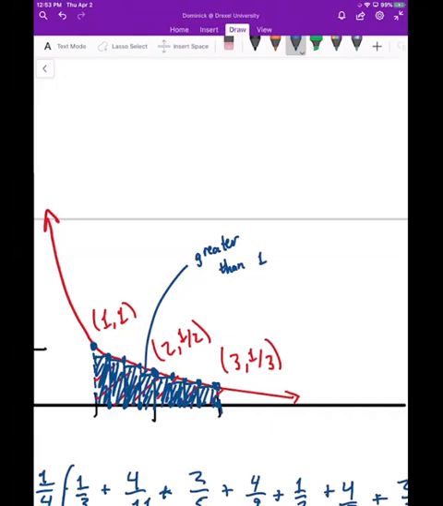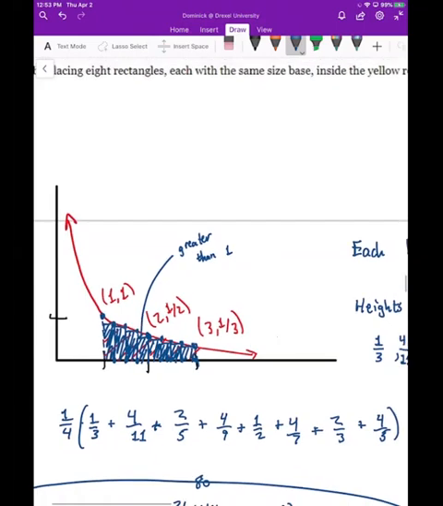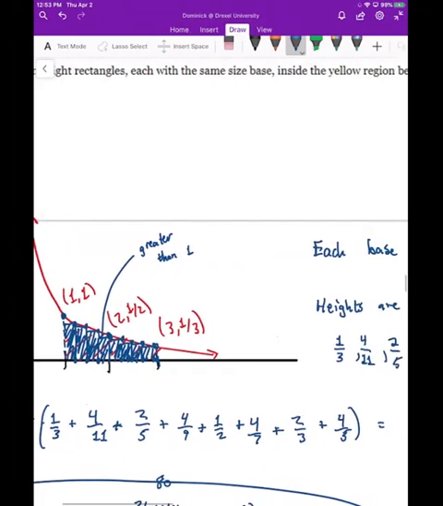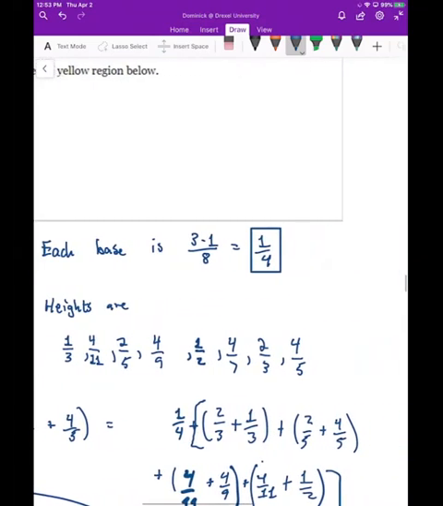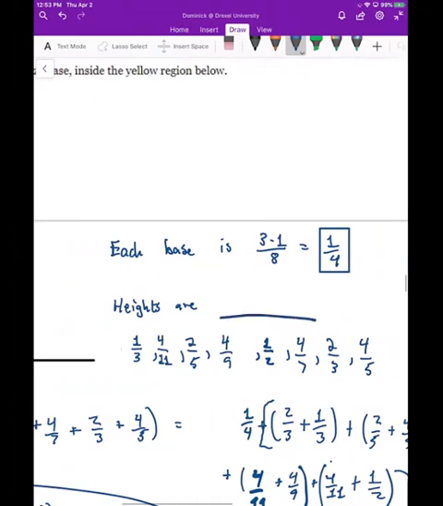So if I can find the area of the blue rectangles, I know that the area of the red region is going to be slightly bigger than that, right? Well, it turns out that to find the height of these, you're just plugging a bunch of values into 1 over x, and the width of each of these is 1/4, right? So if you find the 8 heights, you can verify this on your own if you really want to, that these are going to be the 8 heights of those rectangles, right?